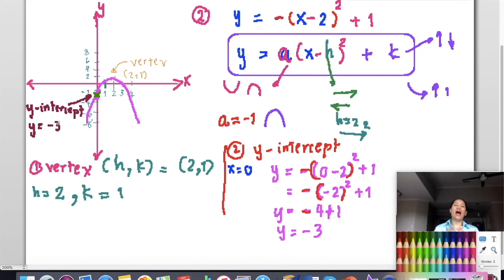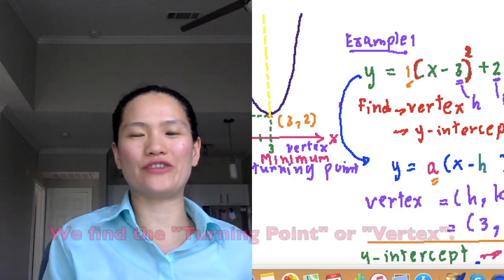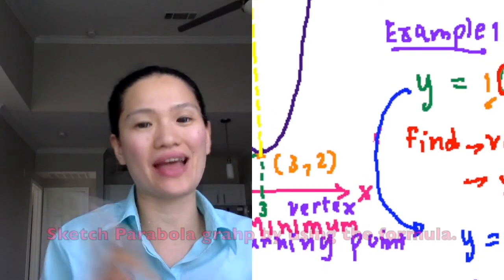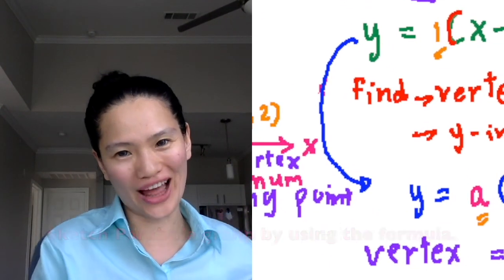This is our answer. What we did today: we found the turning point or vertex, we found the y-intercept, and then we sketched the graph by using the formula.